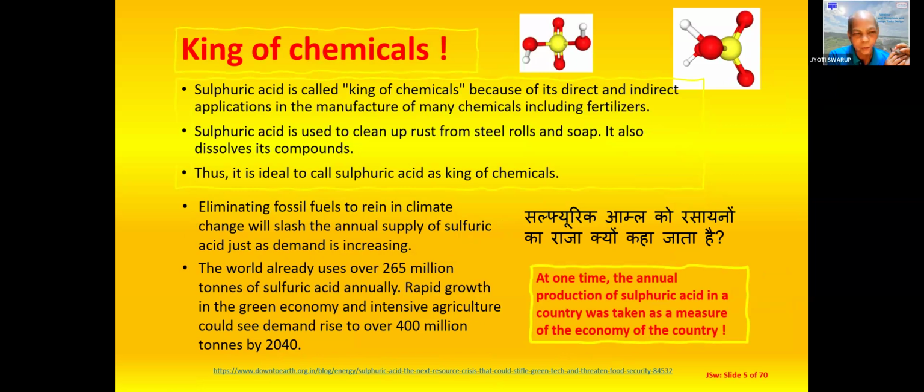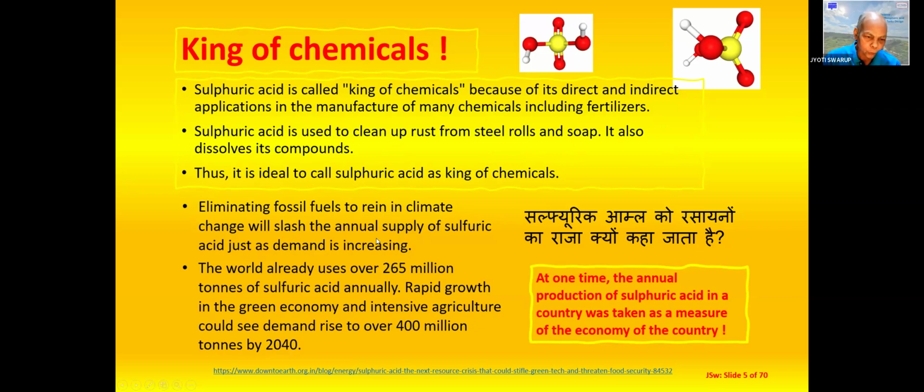because of its direct and indirect applications in the manufacture of many chemicals, including fertilizers. Sulfuric acid is used to clean up rust from steel rolls and soap. It also dissolves its compounds. Thus, it is ideal to call sulfuric acid the king of chemicals.